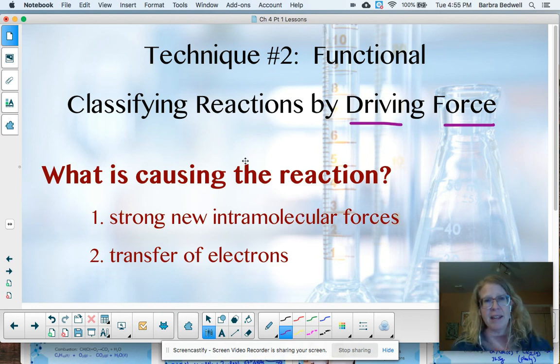The second thing, and this kind of overlaps with it, the second major thing would be a transfer of electrons. That electrons going from one place to another, not necessarily just the bonds, but electrons moving place to place, can be an invisible driving force that would cause a reaction to occur.